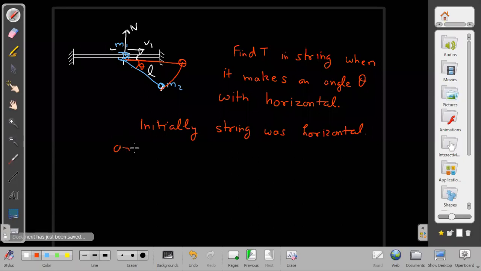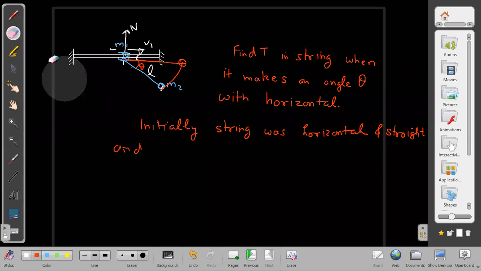And then the system is released from rest. The string was horizontal and straight, which means there was no slack. The string was not slack. It was not loose. It was straight, not slack.